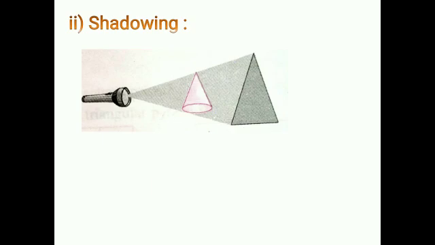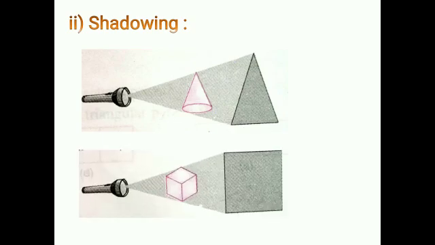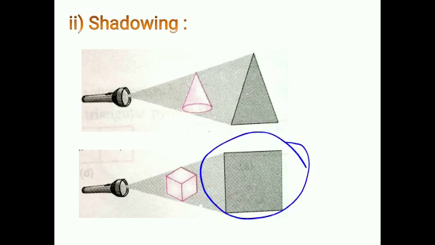Now suppose a second example: keep a torch light in front of a cube. We see that the shadow is a square, correct? This one is a solid shape, a cube, and the shape of its shadow is a square. So this is called shadowing. This is the second type.